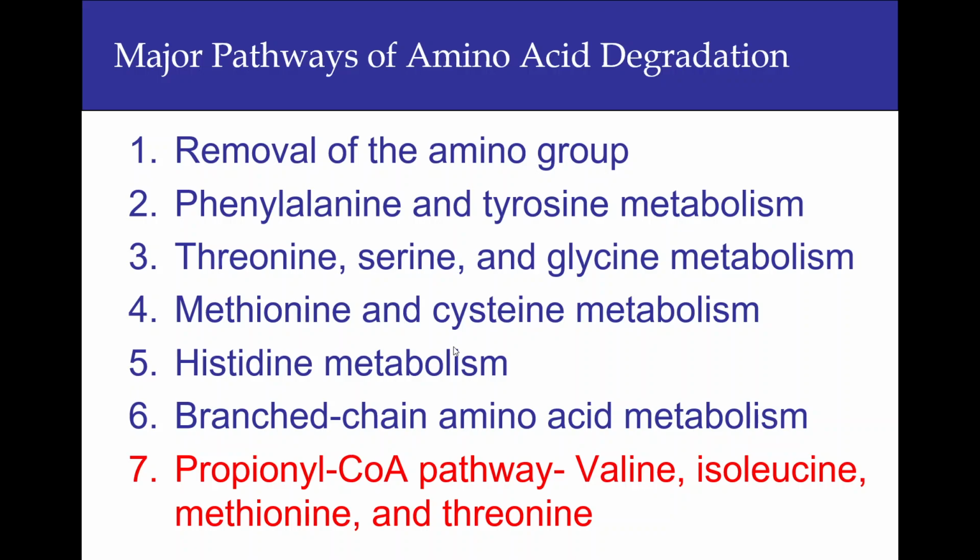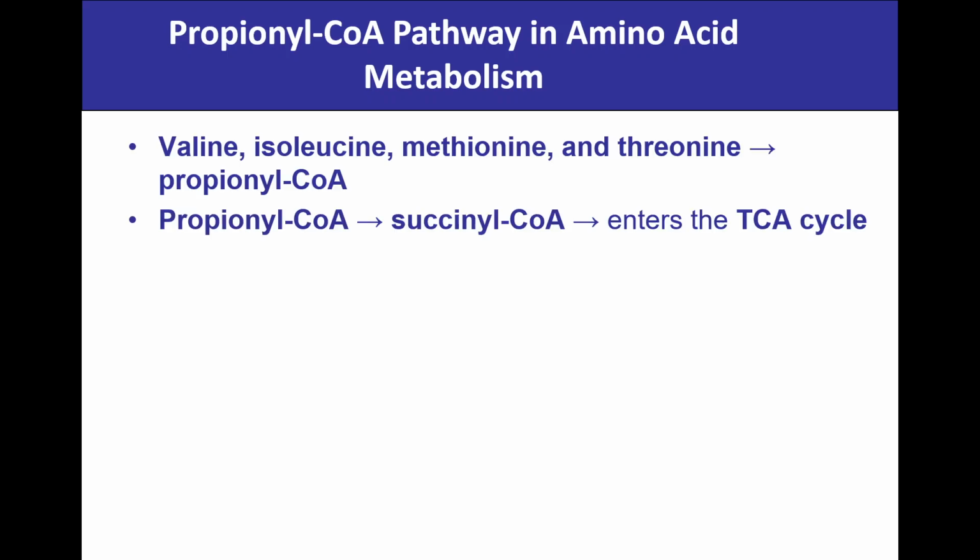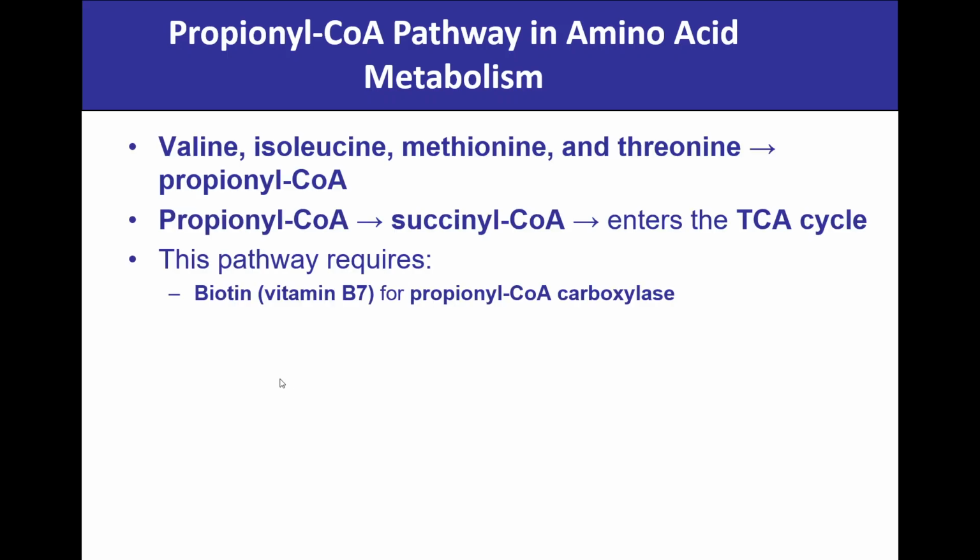Last pathway for today, the propionyl-CoA pathway. In this pathway, valine and isoleucine, 2 of the branched chain amino acids, but in addition, methionine and threonine, all converge. They will all eventually produce propionyl-CoA. Propionyl-CoA will be converted to succinyl-CoA, which will enter the Krebs cycle.